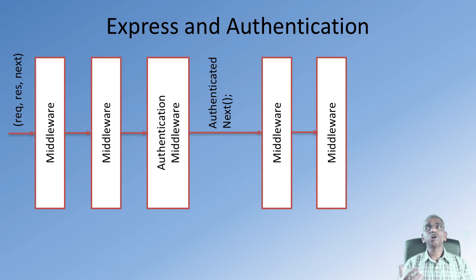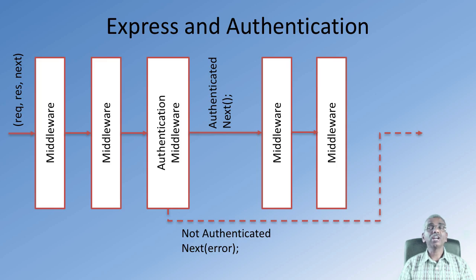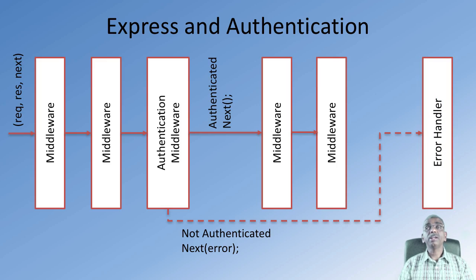On the other hand, if your authentication middleware decides that you are not an authorized user, then it will take you along a different path, generate an error, and redirect you to the error handler. This redirection to the error handler is done by calling next with the error as the parameter. This next is exactly the next that we see in the request, response, next here. That will take you all the way down to the error handler, which will handle the error and send back the error message to the client side, indicating the failure of the authentication.